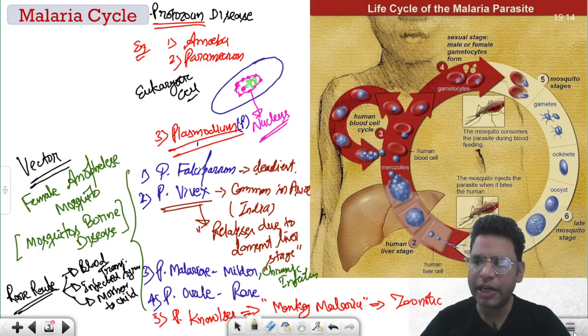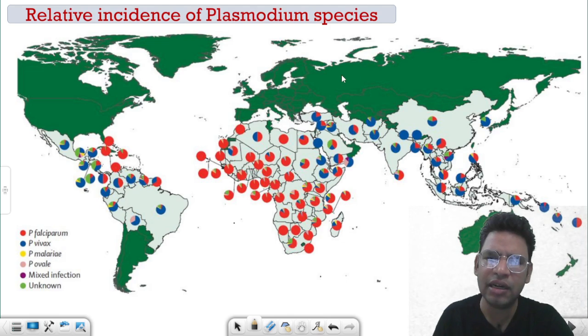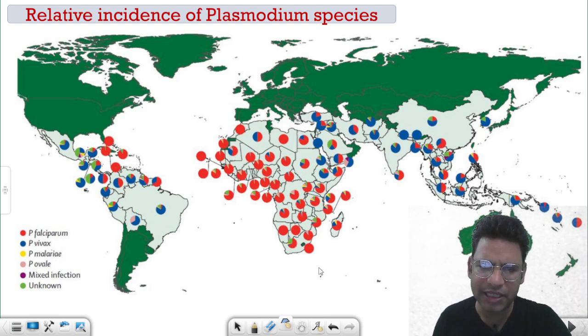Okay. Let me show you one diagram which tells the relative incidence of these Plasmodium species. This green is showing those areas which are very far away from the equator, and you must be knowing basic geography.